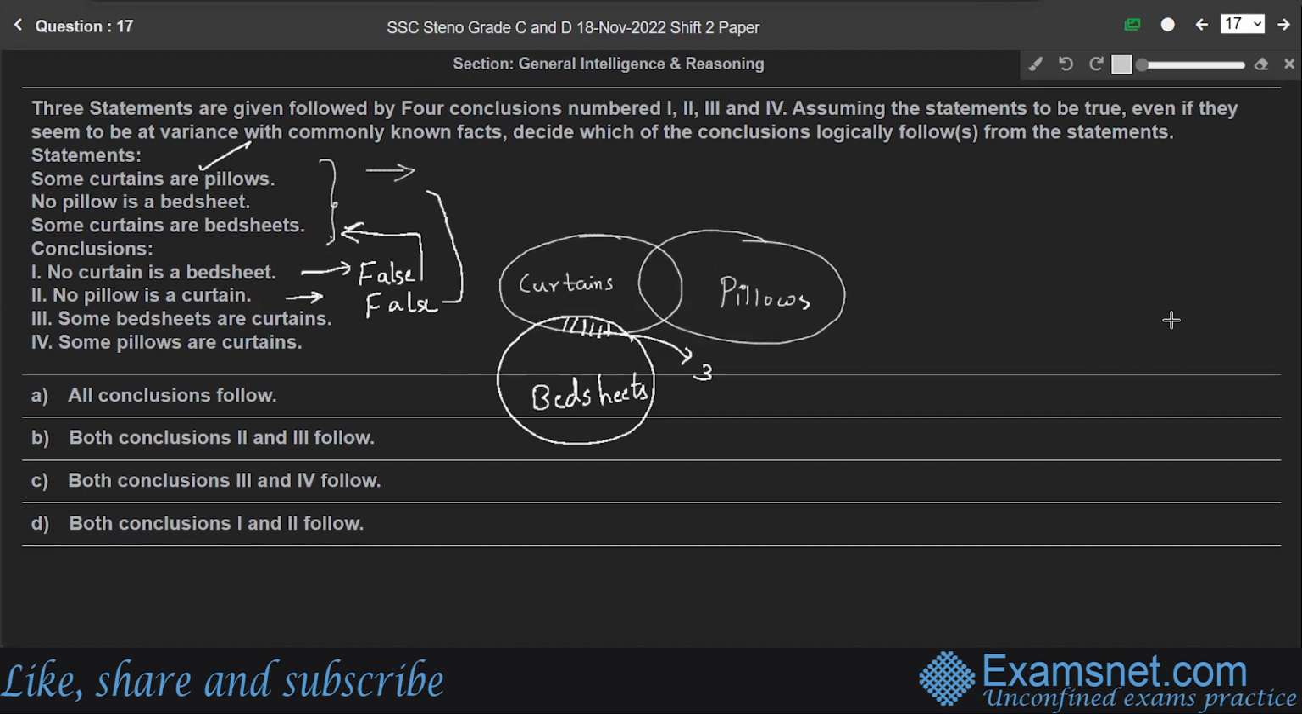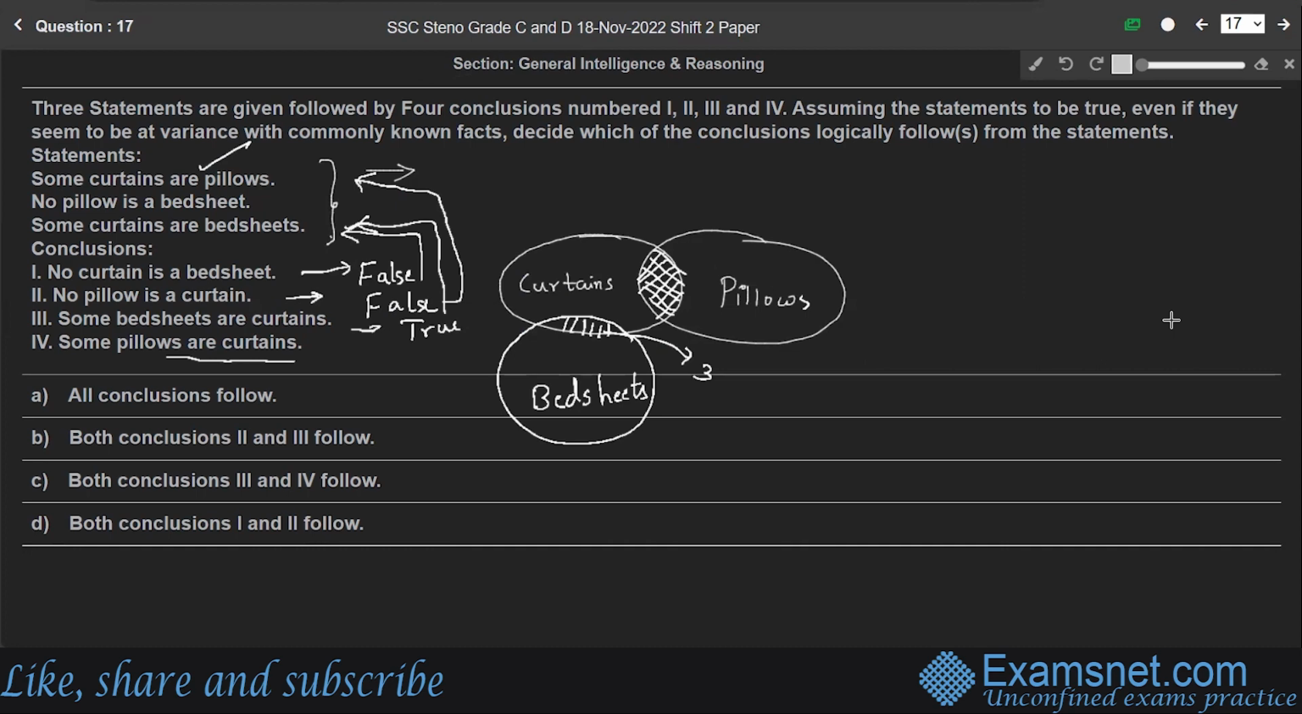Therefore, go to first statement. We cannot conclude that no pillow is a curtain. Some pillows are this region I am showing now. Some pillows are curtains, right? And third one, some bed sheets are curtains. Because of third statement, some bed sheets are curtains, which is true. Again, the same reason, third statement, some pillows are curtains. Fourth conclusion, some pillows are curtains.